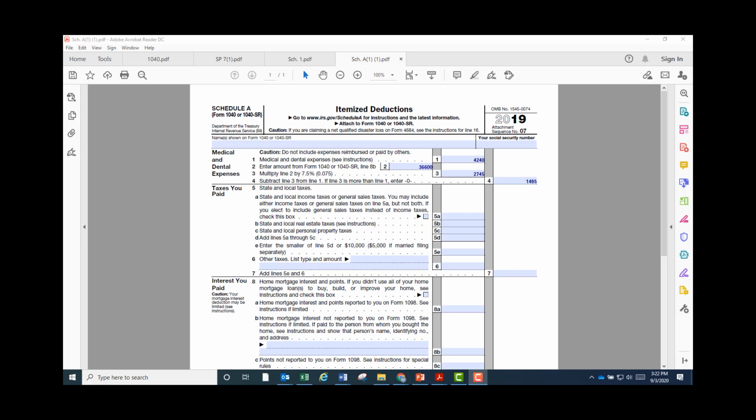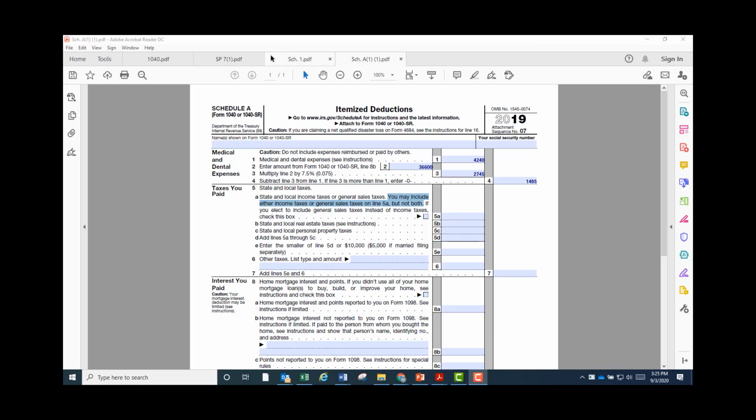The second section on Schedule A for all itemized deductions is taxes. 5A, state and local taxes. It says you may include either income taxes or general sales taxes on line 5A, but not both. So you will select either of the two. Typically, taxpayers would select the income taxes because sales taxes is difficult. You have to keep track of the amount of sales tax, all the records and supporting documents.